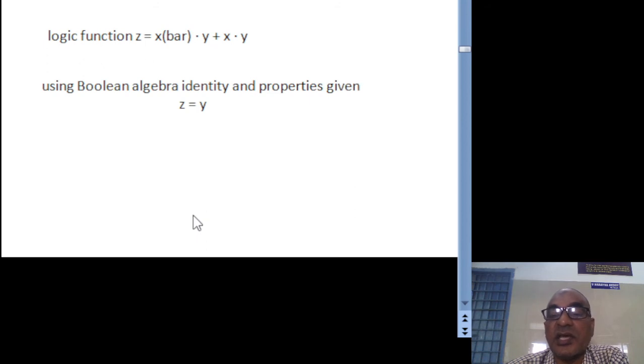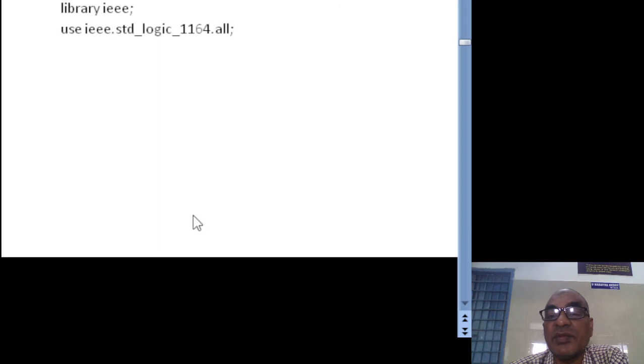By observing the given logic function, getting x bar needs one NOT gate, x bar y is one AND gate, and xy is another AND gate. For summing these two product terms, one OR gate is required. So in total one OR gate, 2 AND gates, and 1 NOT gate: 4 gates are needed to realize this function. But by applying Boolean algebra identities and properties, the simplified equation is just z equal to y. That means no gate is required here, just a buffer is enough. So that is gate level minimization.